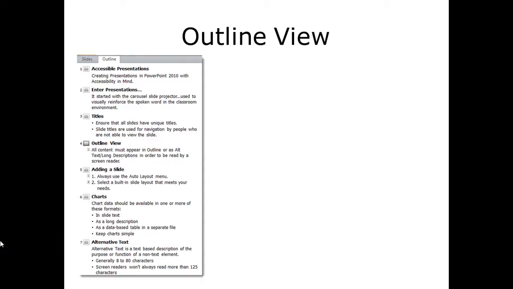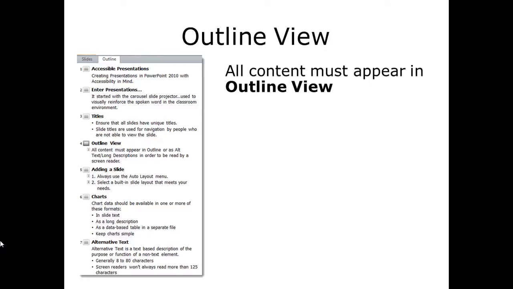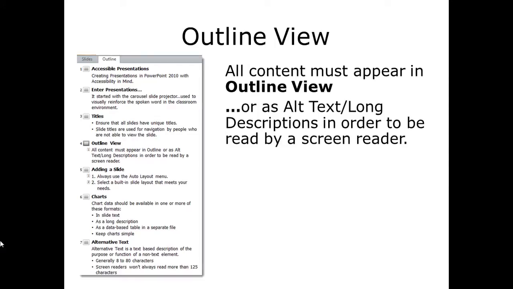The outline view shows us all the text that is available to assistive technology. If you have text on your slide that is not showing in the outline view or is not in the alternative text or long description of your graphic visual elements, then chances are that content is not available to assistive technology. All content must appear in the outline view or as alternative text and long descriptions in order to be able to be read by a screen reader.